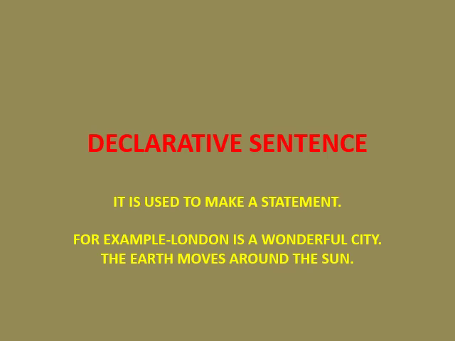Here, I am not asking any question, and I am not giving any order or request. I am just telling my friend that London is a wonderful city. Our next example is, the earth moves around the sun. Here also I am telling my friend that the earth moves around the sun. So the sentences in which we make a statement or tell something or say something are called declarative or assertive sentences.